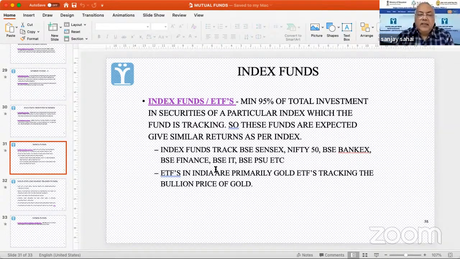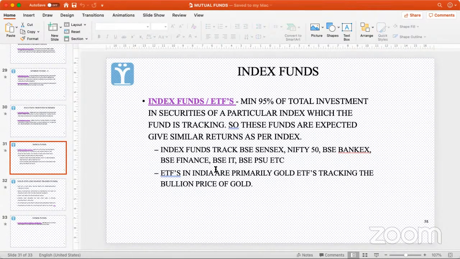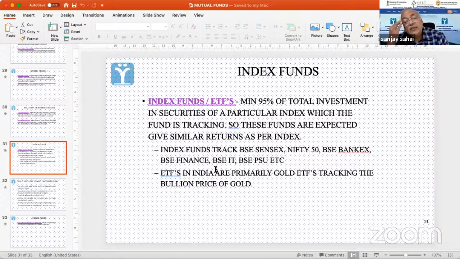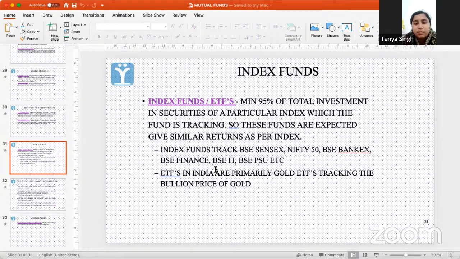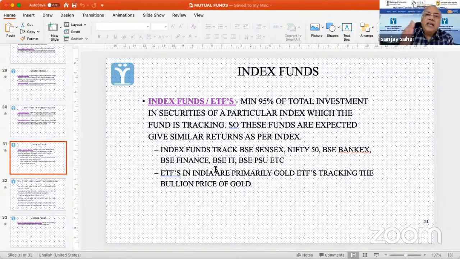Not returns, Tanya. Basically, what they do is, see, the index like Sensex or Nifty 50 is composed of a large number of shares of big companies mostly. When we say Nifty 50, it is based on the shares of 50 companies. So what this index fund will do is, it will invest in the same 50 companies in the same proportion as the Nifty index is formed.